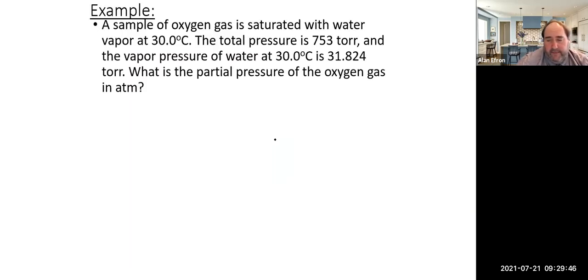So if we look at an example that involves something like this, we have a sample of oxygen gas that's saturated with water vapor at 30 degrees Celsius. The total pressure is 753 torr. The vapor pressure of water at 30 degrees is 31.824. What is the partial pressure of the oxygen gas? So the key word here is saturated with water vapor. That tells us that we basically need to do that subtraction correction where we take the pressure of the gas plus the pressure of the water vapor.